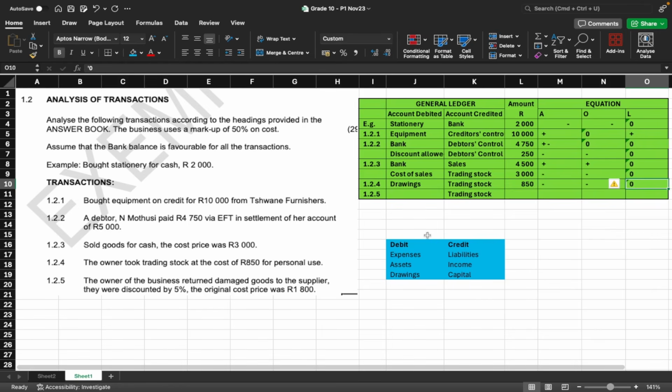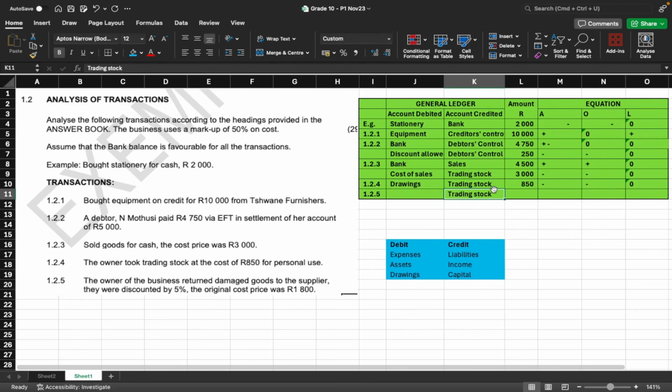And so now that we are returning damaged goods back to the supplier, that means we no longer owe this supplier. And you can see here trading stock is already given to us as a credit, because we're returning it, it's leaving our premises. That's why we're crediting trading stock as an asset. Assets, when it decreases, we put it on the credit side, as I've been mentioning. Okay, but they gave us a 5% discount.